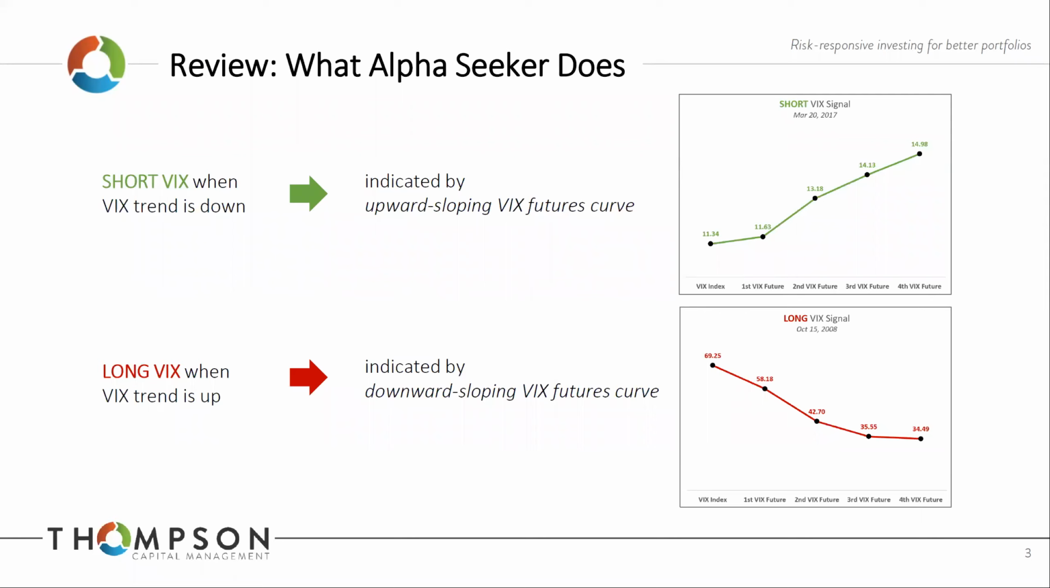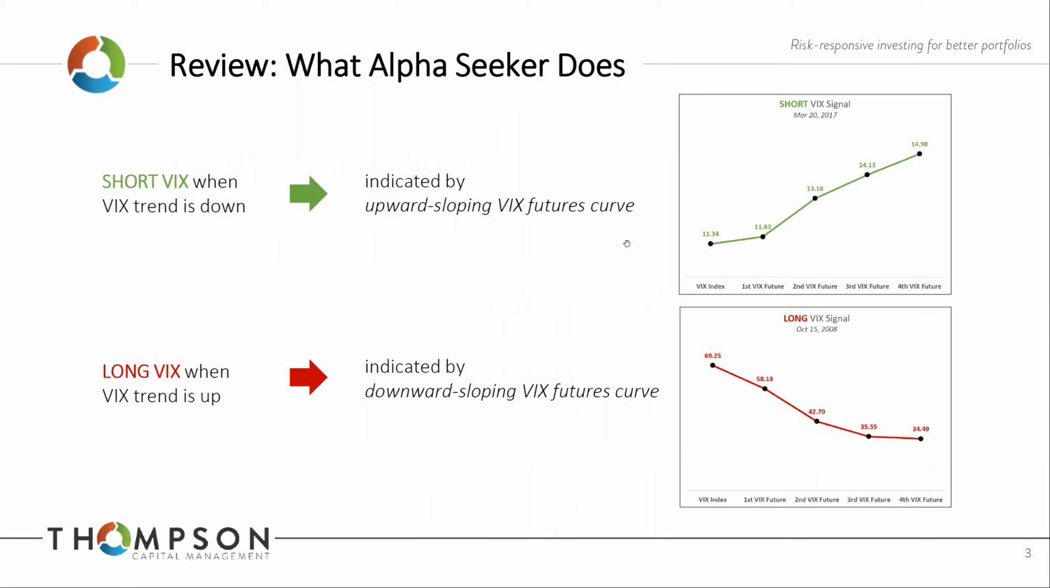Here's why. We'll start with what Alpha Seeker does as a review. Alpha Seeker positions in VIX instruments based on its read of the VIX futures curve. The curve is just the graphical representation of the prices of each of the VIX futures that go out in time. There's 8 different futures. We're mostly concerned with the price differential between the first 2 futures. There's a lot of information in that differential, and we use it to position in Alpha Seeker.